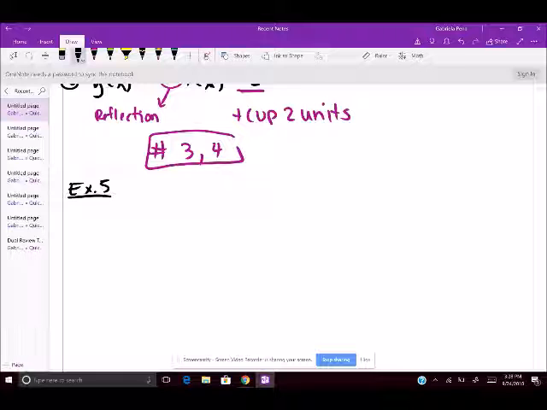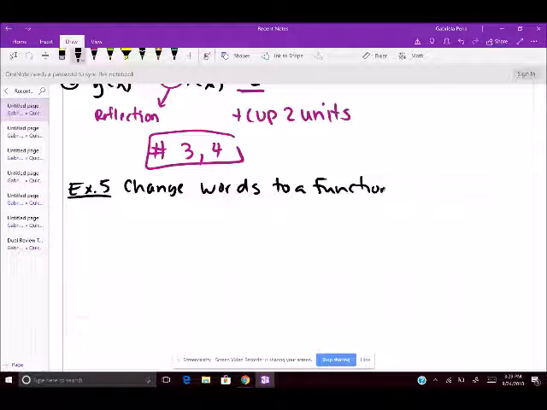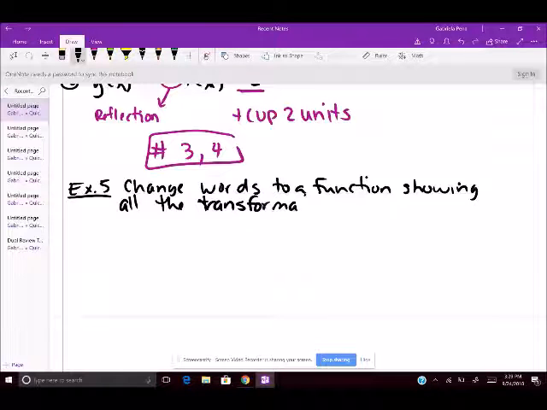In example 5, we're going to have to change words to a function showing all the transformations. So in this section, we're going to give you a big old paragraph of what's happening, and you're going to have to change it to an equation.